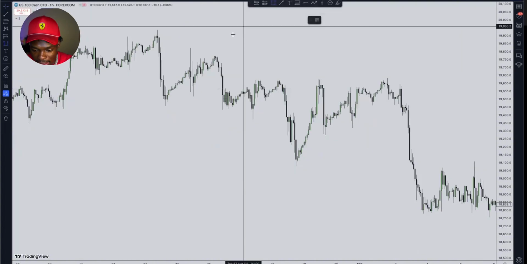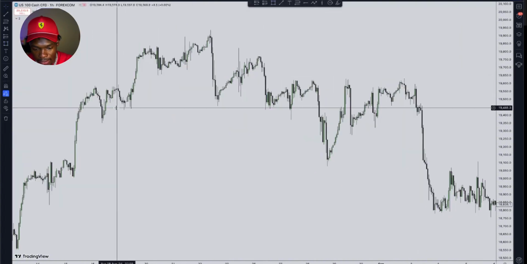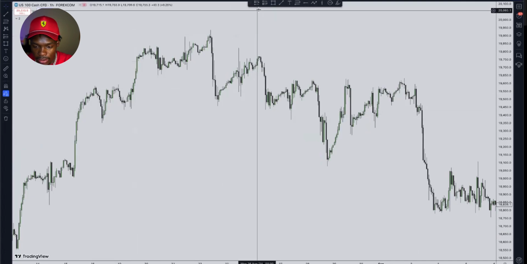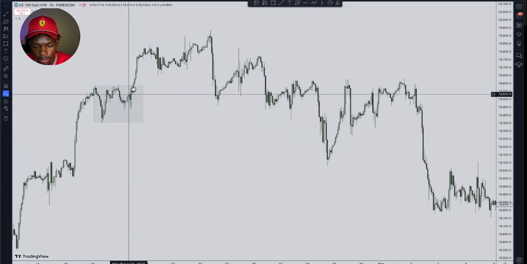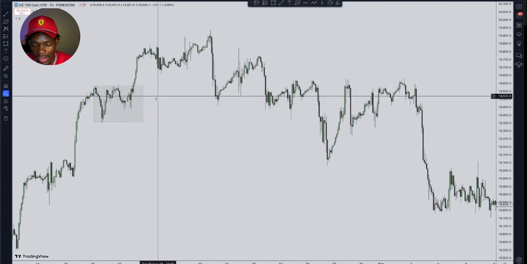Here we have Nas, and again, let's start here. We have a level here, and we might say, hey, this range was created, price broke out of it, price never came back into it.